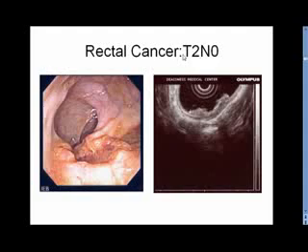This is another staging example in the GI tract. In this case, we are now in the rectum. Here you see a large excavated rectal cancer, which is also in the center. This is the corresponding endoscopic ultrasound image, which shows that this tumor invades into the muscularis propria, but without traversing it. This was staged as a T2, and since there was no lymphadenopathy at the time, is an N0 rectal adenocarcinoma.